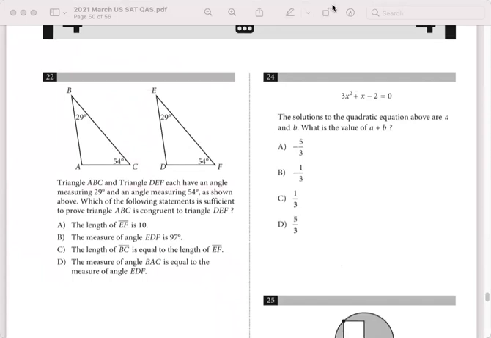Okay, 24. 3x squared plus x minus 2 is equal to 0. This is a quadratic equation. The solutions to the quadratic equation are a and b. What is the value of a plus b? Okay, so we have something called Vieta's formula, which tells me that the sum of the roots of a quadratic equation will be negative times the coefficient of x, which in this case is 1, divided by the coefficient of x squared, which in this case is 3, right? So the sum of the roots here would be -1/3.